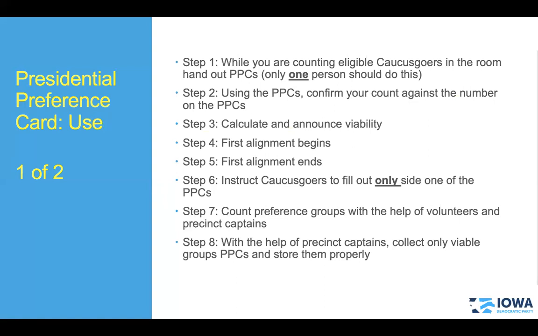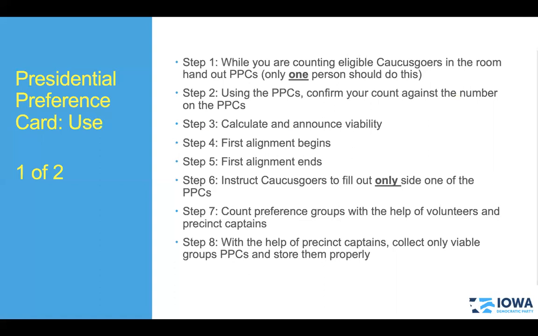Here in step two, you'll use the presidential preference cards to count against the number on the presidential preference cards. So as I said, you'll be counting and then handing them out and just double checking all of your numbers match. You'll calculate your viability. You'll announce it to the room so that everyone knows what viability is. The first alignment will begin. You'll run through the first alignment process. Second alignment will end. You'll then instruct all caucus goers to fill out only side one or the blue side of the presidential preference cards.